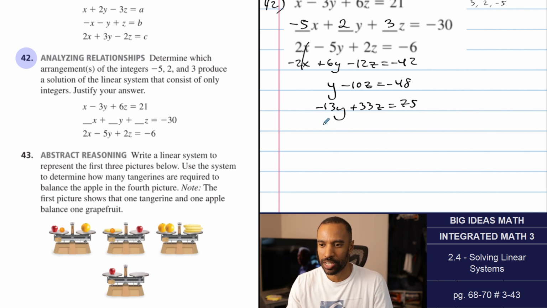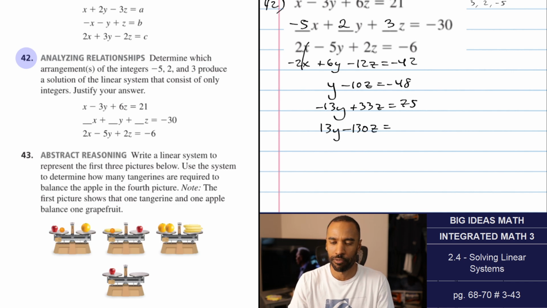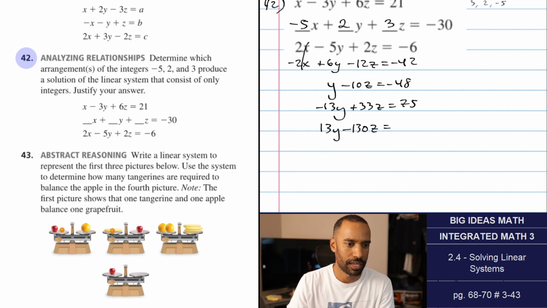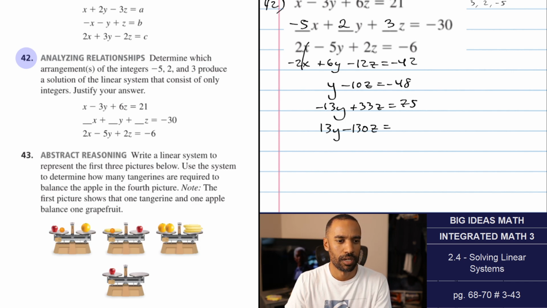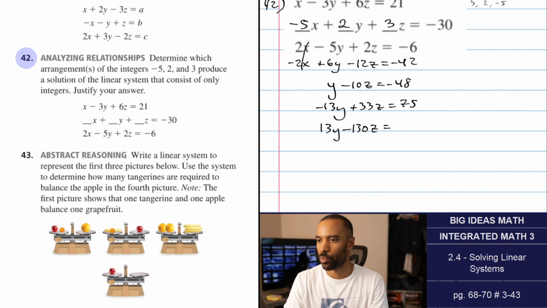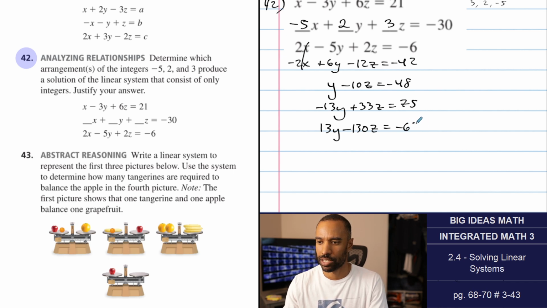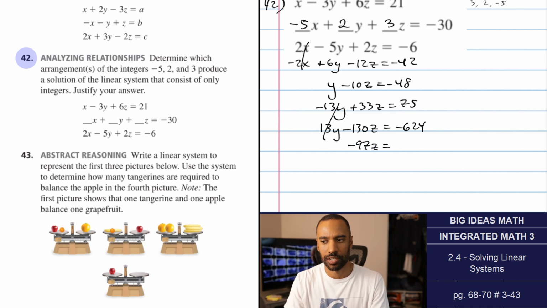Multiply these by 13. 13y minus 130z equals -48 times 13. I haven't used my calculator yet. -48 times 13 is -624. So -97z equals -624 plus 75, which is -549.